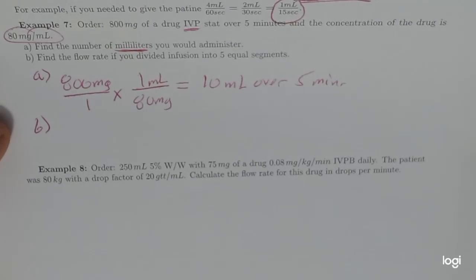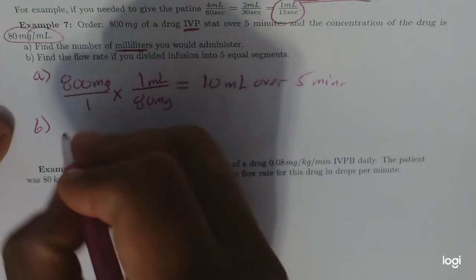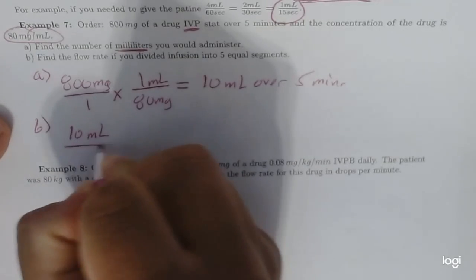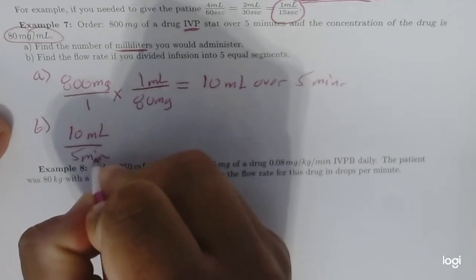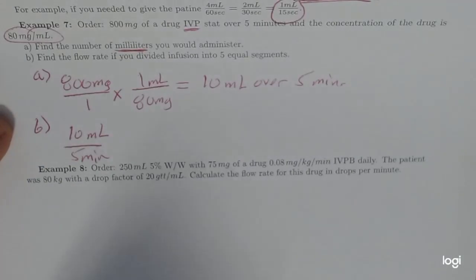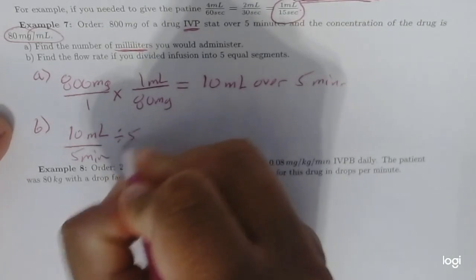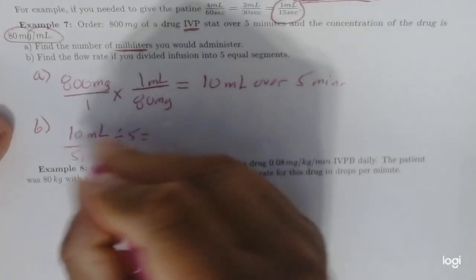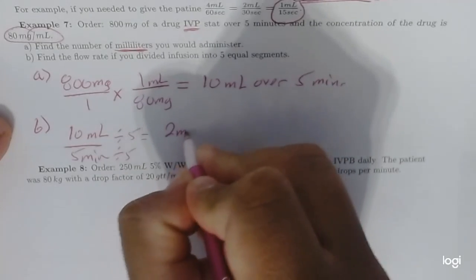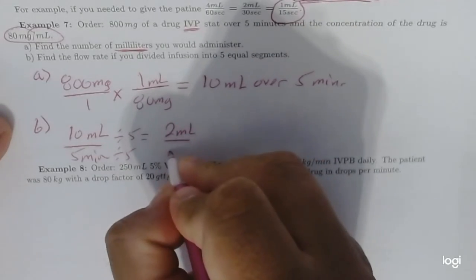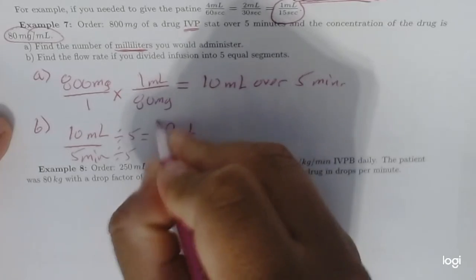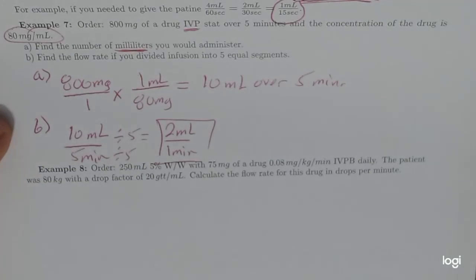Now, B says find the flow rate if you divided the infusion into 5 equal segments. So remember, flow rate is volume over time. So 10 milliliters over 5 minutes. And since we wanted 5 equal parts, you're going to divide the top and bottom by 5. So 10 divided by 5 is 2, and 5 divided by 5 is 1. So essentially what you're saying is you're giving this patient 2 milliliters for every minute, in 5 equal parts.